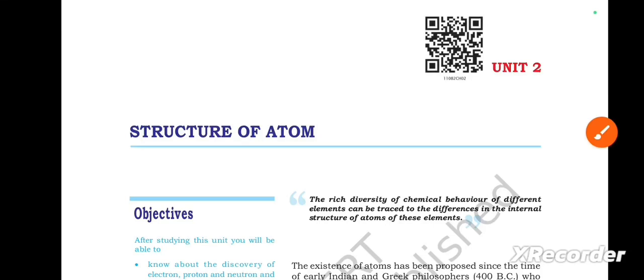This unit 2, Structure of Atom, has been divided into two parts, and here is part 1.